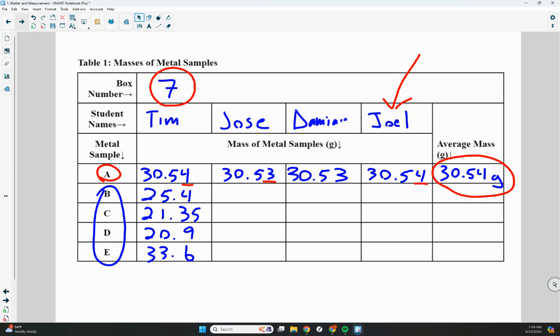So we would do that with piece of metal B, piece of metal C, piece of metal D, and piece of metal E also. And we put all those numbers in here. And the goal is to have an average mass for each piece of metal. That's the main point of data table 1.